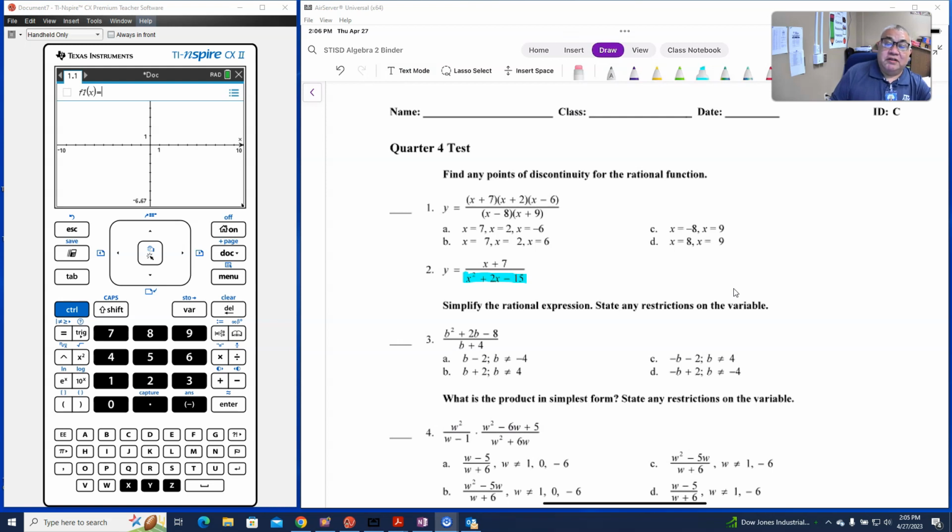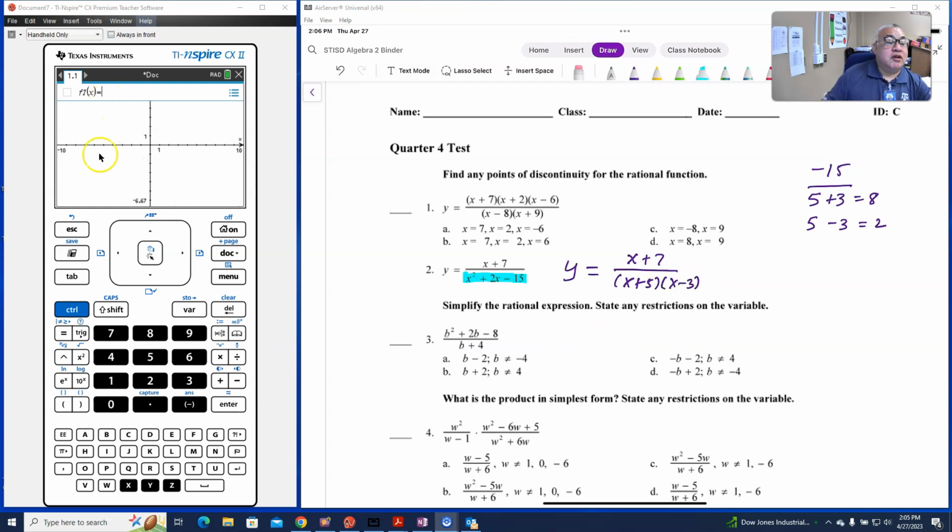And two numbers that you multiply to give you negative 15 are, I know that 5 times 3 gives you 15. But 5 plus 3 gives you 8. One of them has to be negative. So it'll be 5 times negative 3, which gives you 2, and that gives you the middle term, or the middle coefficient. So you want to write this in factor form. We have x plus 7 divided by x plus 5 times x minus 3.